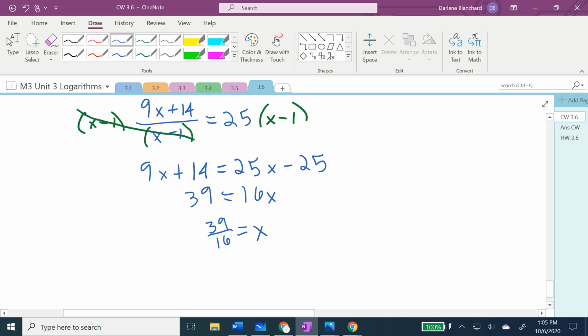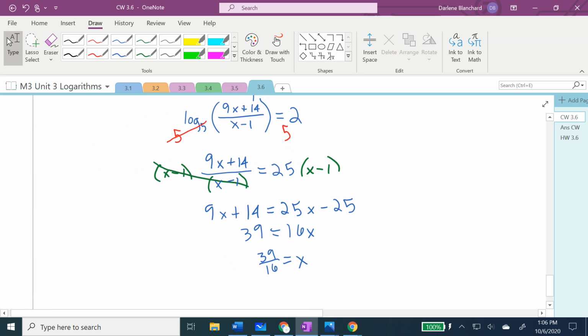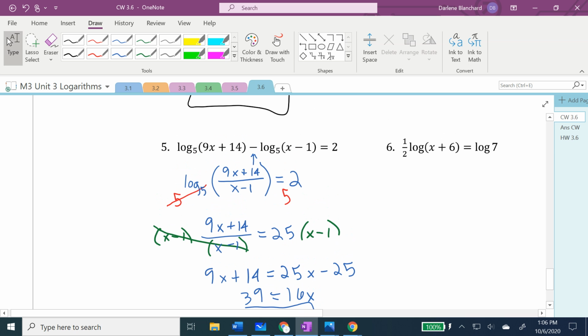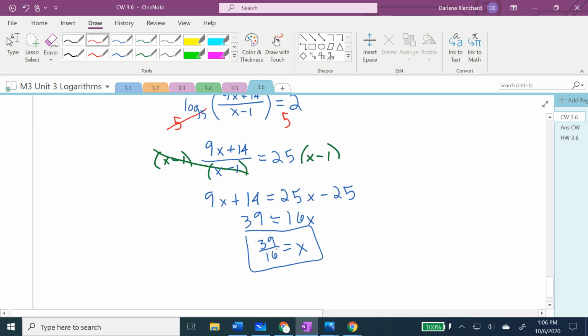Now I've got to check. Does it make original insides of logarithms positive? So 39 over 16. You should see that this one definitely we're in the clear. If x is a positive number and I multiply it by 9 and then add something to it, it's positive. With x minus 1, I just want to look at this number and go, hey, it's bigger than 1, so that means positive. It has been checked. And that means this solution works.